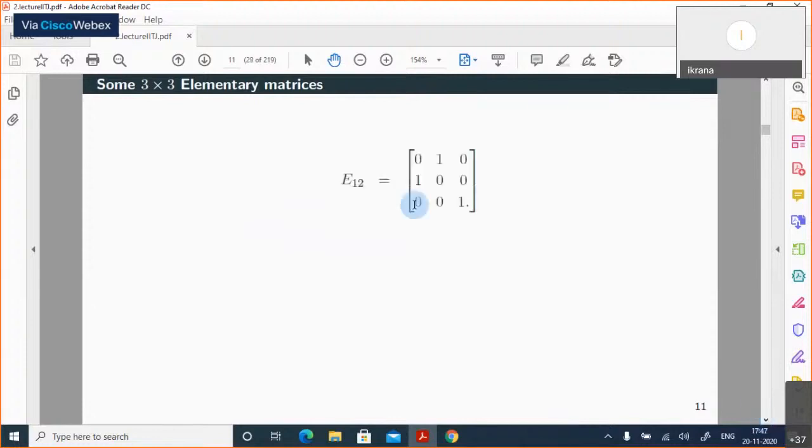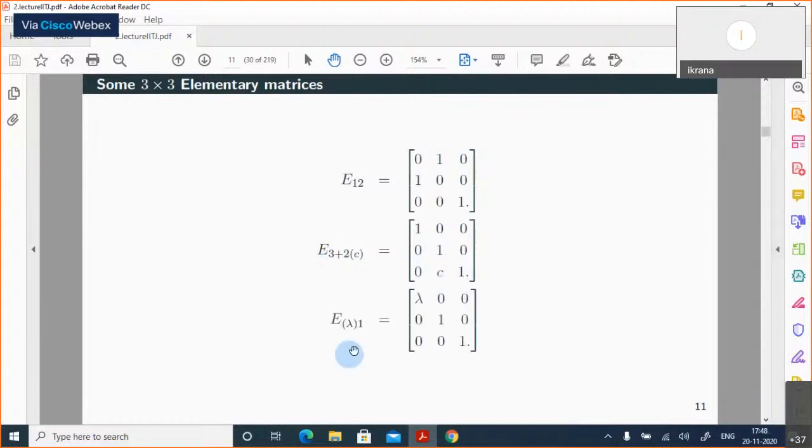For example, for the sake of illustration, E12, right? E_ij, so 1 and 2 are interchanged. So this was actually the second row in identity that has become the first one. So that is E12. So E32(c) is: you multiply the second row by c, adding it to the third, so that is what you get. So similarly, E lambda 1, so that is lambda 1. The first row is multiplied by lambda. Okay.